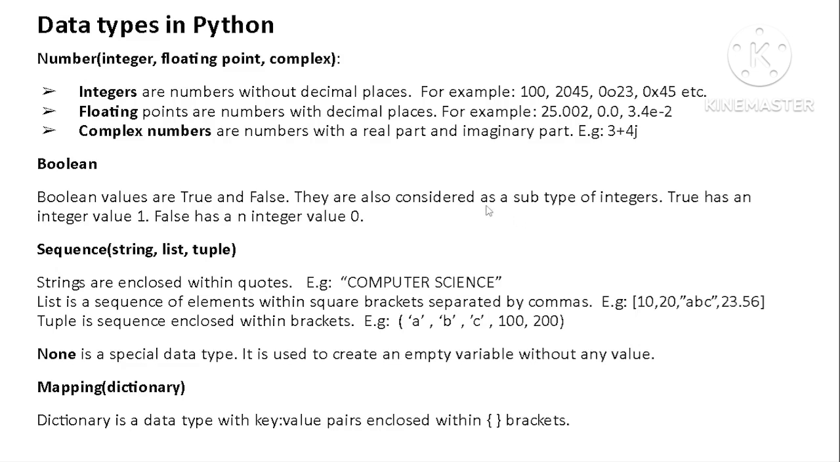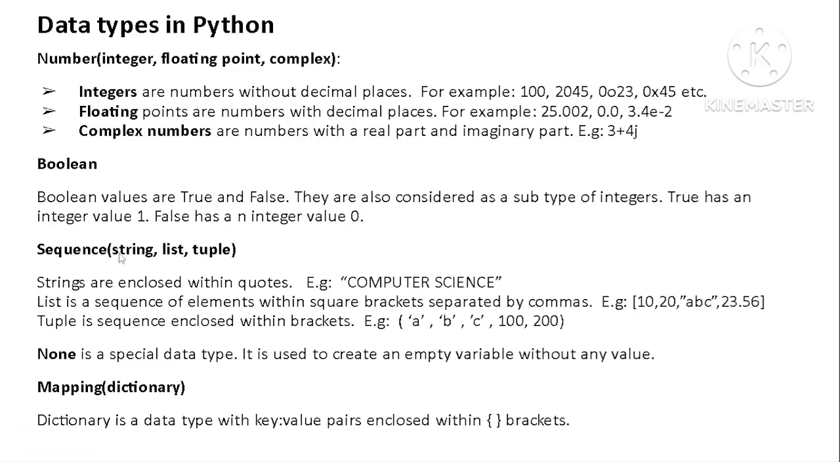Okay, so Boolean is a data type. It is a sub data type of integer. Why? Because True has a value called 1, False has a value called 0. So it is considered as a subtype of integer. So when you try to convert False to integer, you will get 0. int of True will return 1.